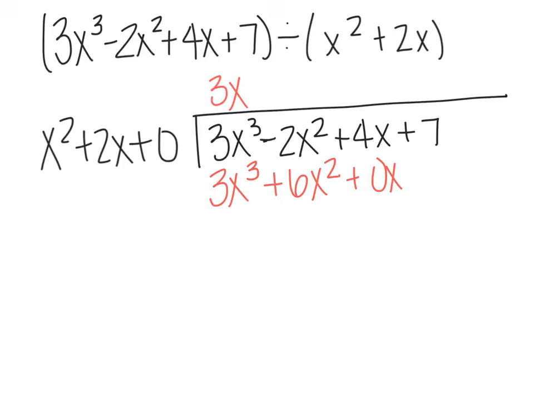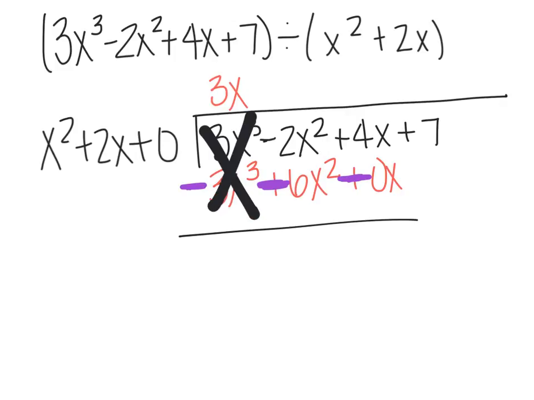So now I've got to switch all of my signs. So this becomes negative. This becomes negative here, and this becomes negative there as well. So I'm going to combine what I need to combine now. Well, as always, my 3x to the third minus 3x to the third cancels. And I have negative 2x squared minus 6x squared, and that's going to give me negative 8x squared. And then 4x minus 0x is 4x. And then I'm going to bring down my 7.